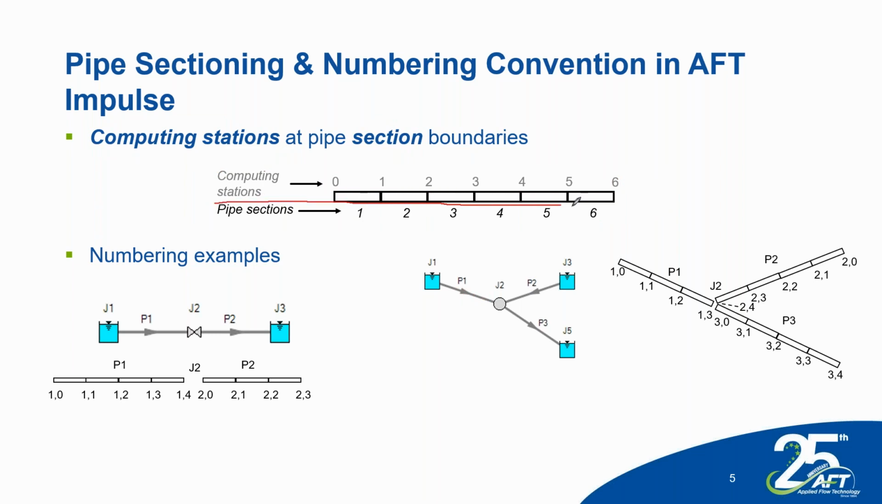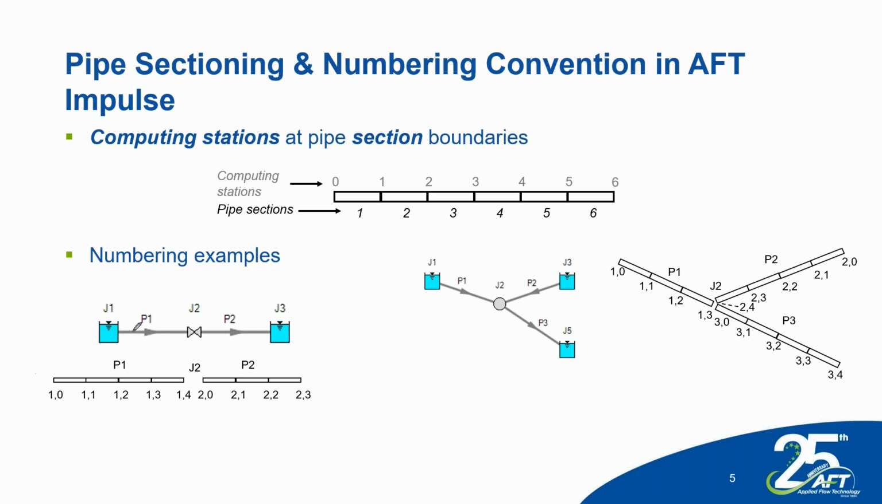Pipe sections, these are between the boundaries of computation stations. So this is section 1, section 2, section 3, section 4. And so you can think of those as being between the borders of the computation stations. So a section has an actual volume associated with it. It's simply the diameter and the length of that given section. And so that particular section has a volume associated with it.